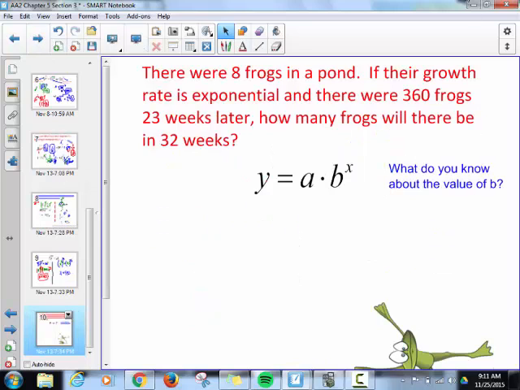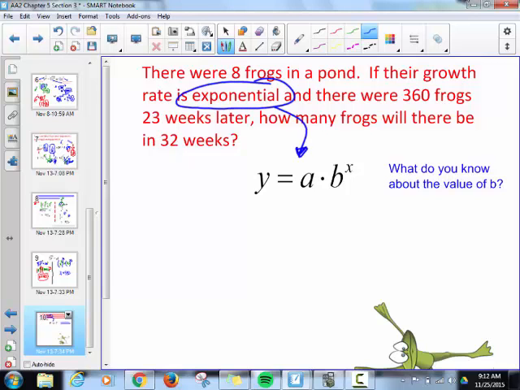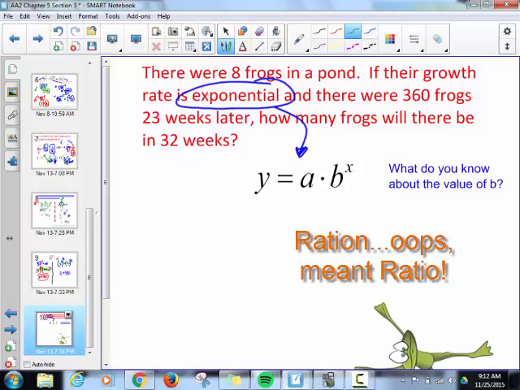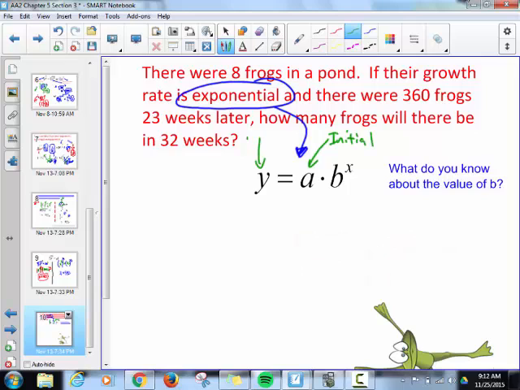Let's finish with the story problem here. There were 8 frogs in a pond. If their growth rate is exponential, and there were 360 frogs 23 weeks later, how many frogs will there be in 32 weeks? So when it says exponential, we know that we're using our exponential equation, right? And our exponential is, our initial or our starting value, and then this is like our new value. And this would be our b, right? What do we know about the value b? That's our common ratio. And then x, when it's in a story problem, is usually time. So in this case, we've got weeks.